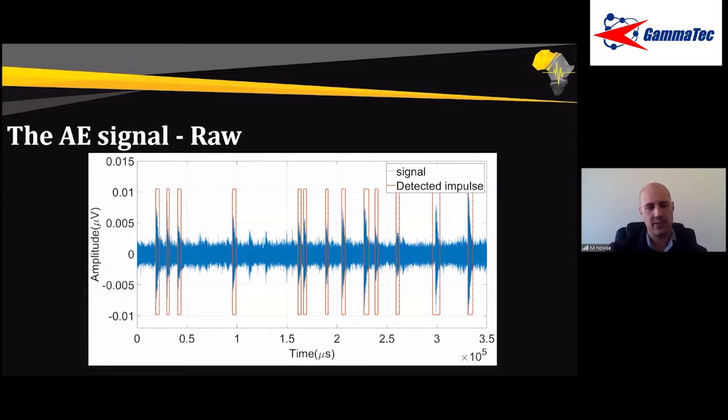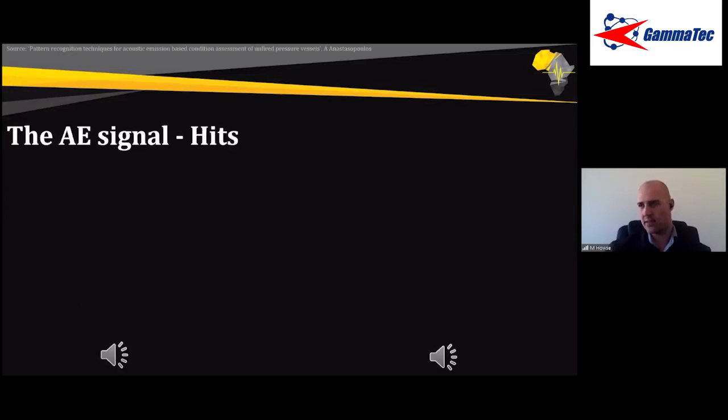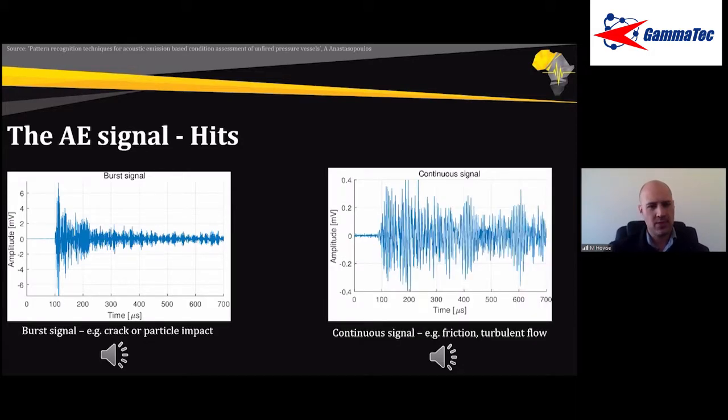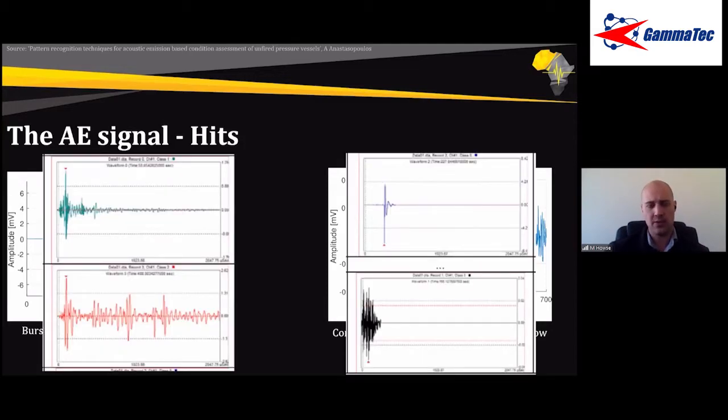maybe for leak detection. Now let's get on to what these hits or these signals, events look like. You get different types. Let's look at burst signal, for example. This could be a crack or impact particle. It's just a short, sharp, loud sound. It doesn't stay active for very long. Or you can get continuous signal, which is drawn out. This could be friction or turbulent flow, something that takes a bit longer, basically. You get many, many other forms of signals that you can use to obtain information of the source of these signals.